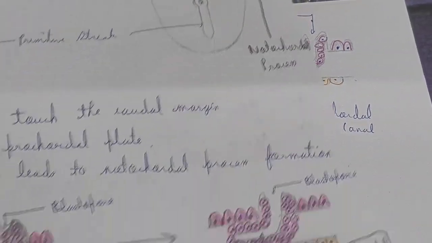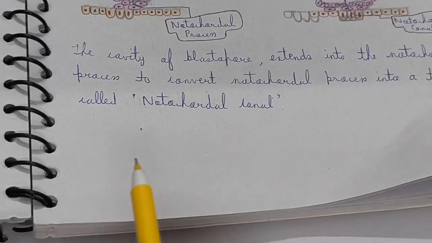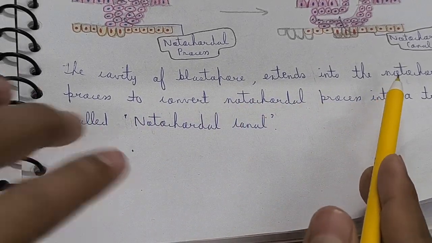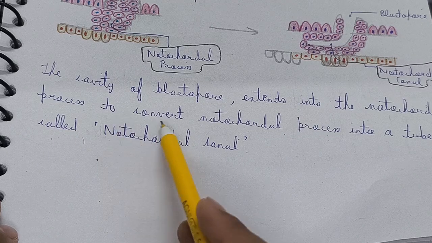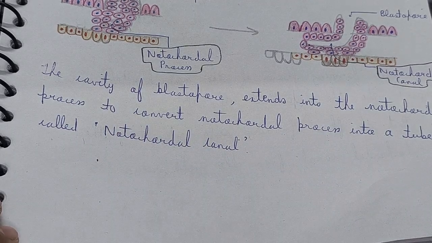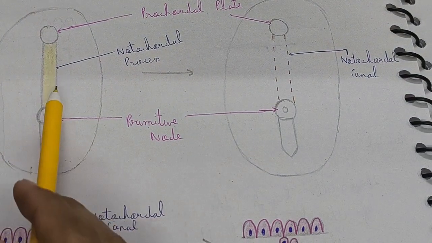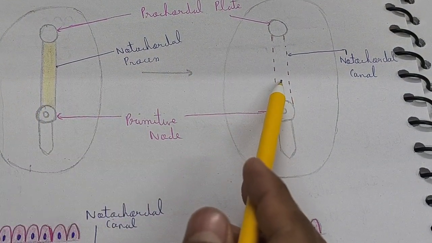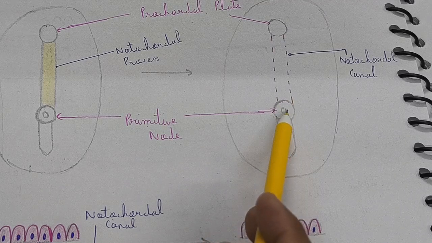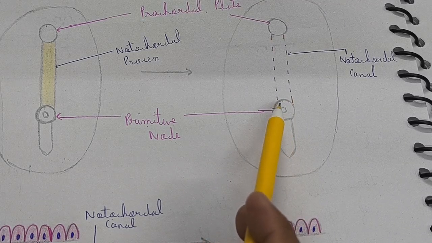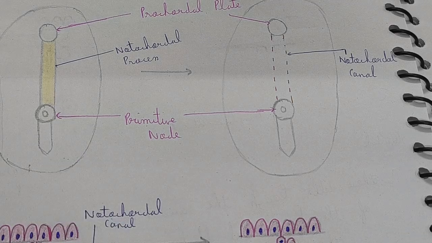So simply, as you can see, the cavity of the blastopore extends into the notochordal process to convert the notochordal process into a tube, basically the notochordal canal. You can simply see in this diagram that this is the notochordal process, and this is the notochordal canal. The difference is the extending of the blastopore cavity into the notochordal process.